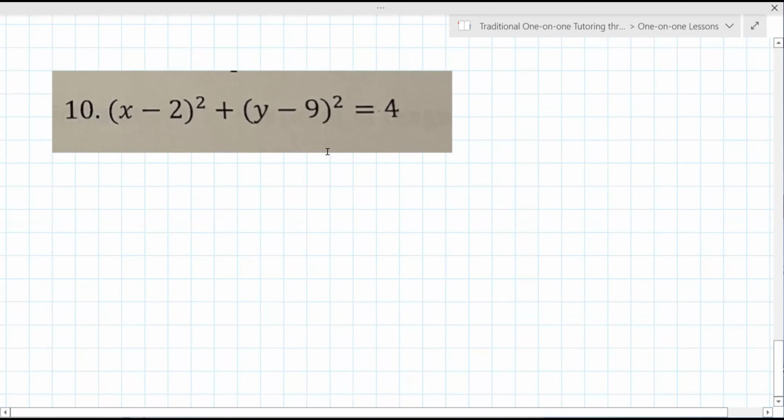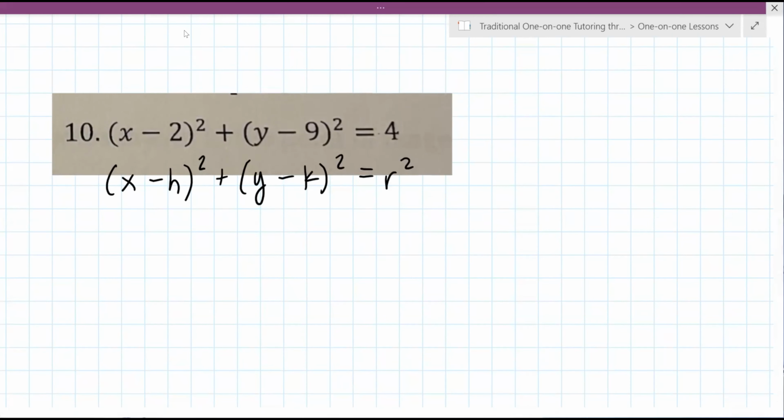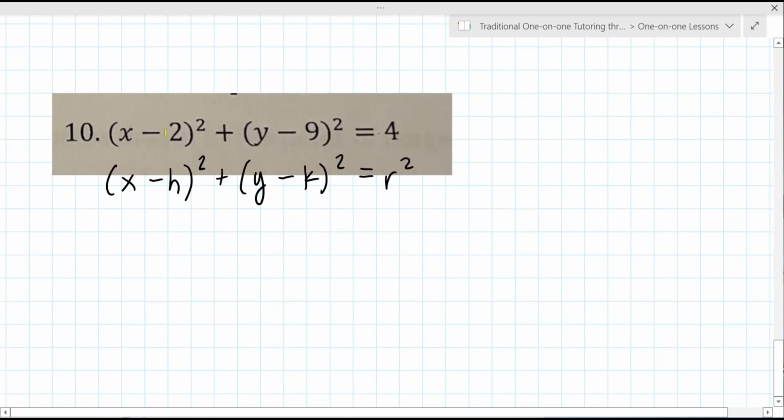All right, so here's number 10. And I'm gonna write the equation of a circle underneath it. Okay, now I'm going to highlight some things that are very important here. So let's start with h. H is right here. H is above it. K is here on the right, and then 9 is above it.